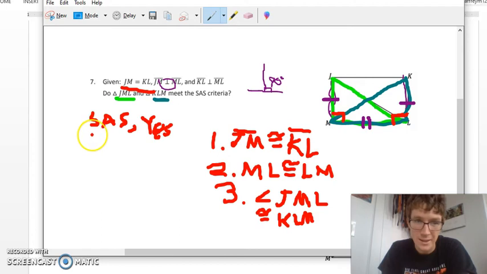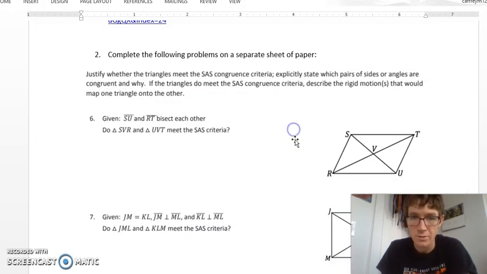But the main thing is that yes, it's SAS. This side equals this side. This side equals this side. This angle equals this angle. And that's where the SAS comes from. So, yeah, we answered this problem. So, let's see. I'm going to do the next one, and then I'll leave you guys to do the rest.